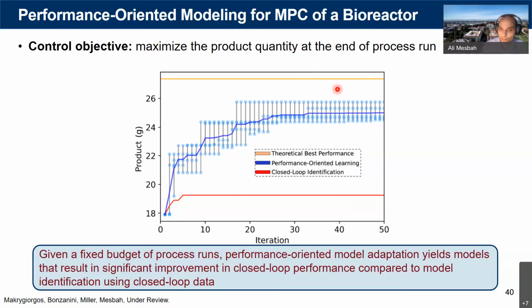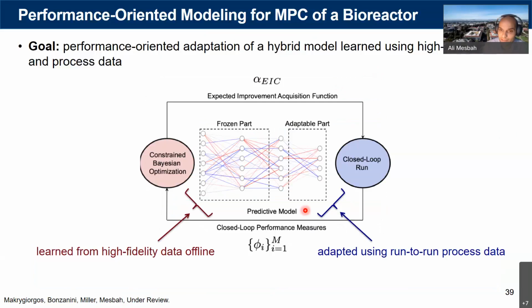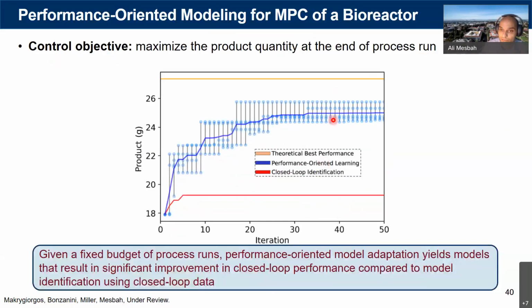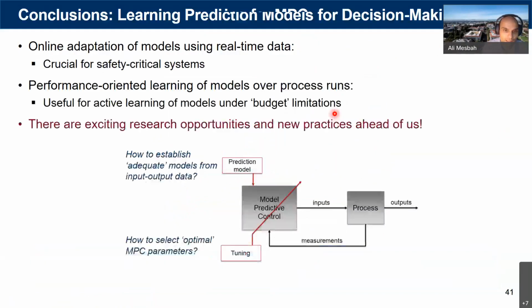So here we are adapting this last layer of our hybrid model, of our neural network model, in a performance-oriented manner in order to really maximize the product quality at the end of the process. So with this, I would like to conclude the talk. We talked about two different paradigms, two different viewpoints for model learning in the context of decision-making, optimal decision-making.